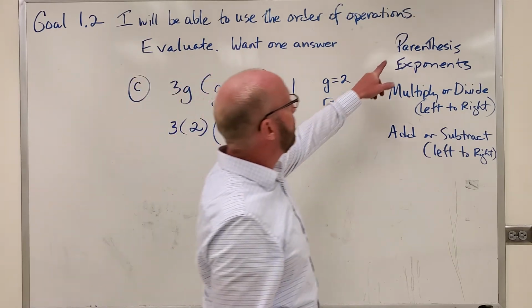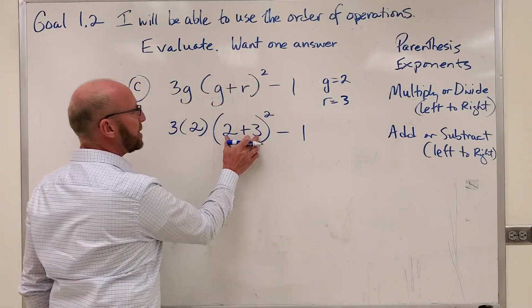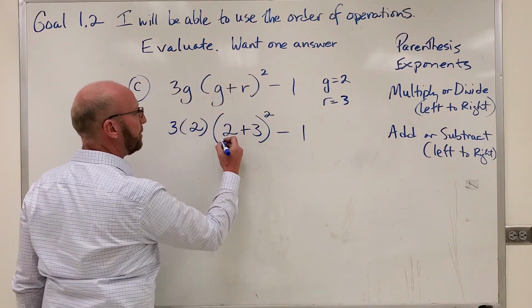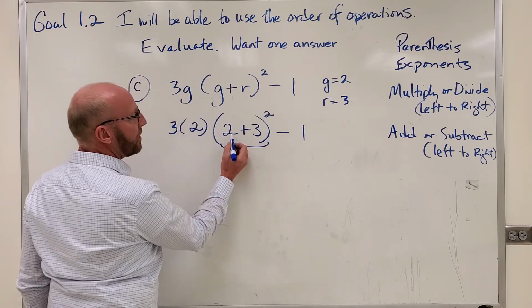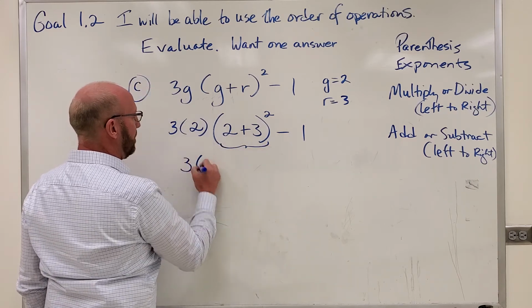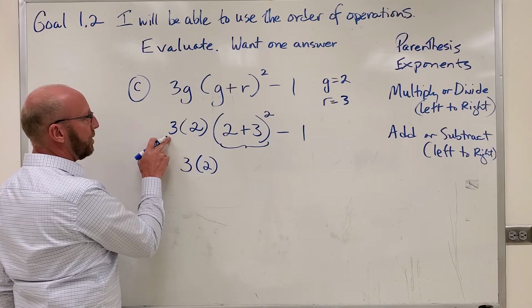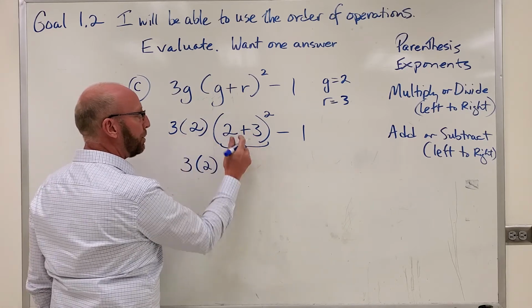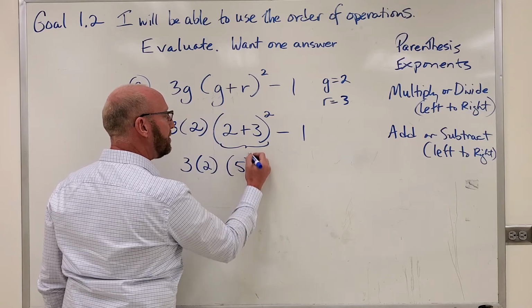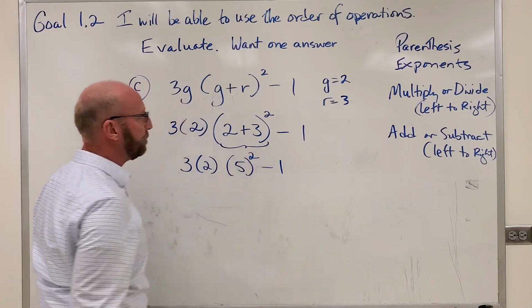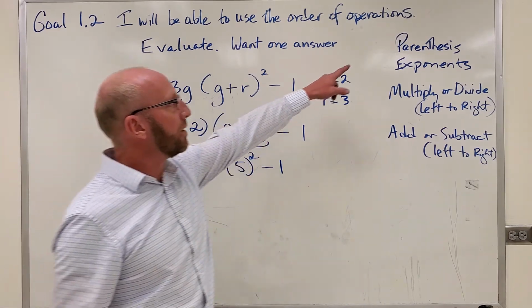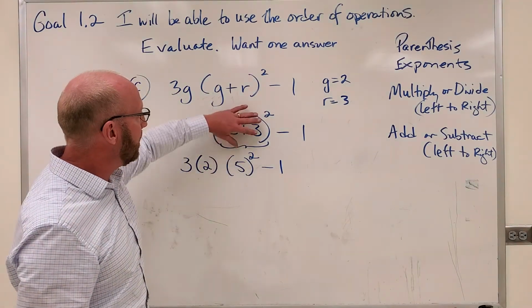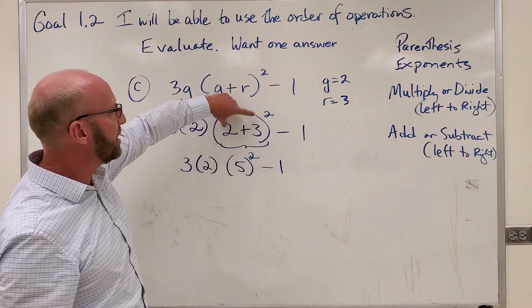I want to do parentheses first. So here's the parenthesis. I'm going to do that first. Inside the parenthesis is 2 plus 3, so I rewrite everything on the outside: 3 times 2 times, 3 plus 2 is 5. So it's 5 to the second power minus 1. So I've done all of the parentheses, anything with multiple terms inside the parentheses.